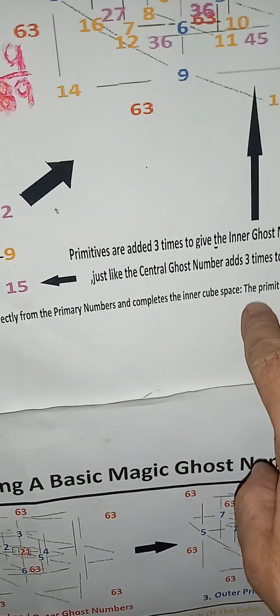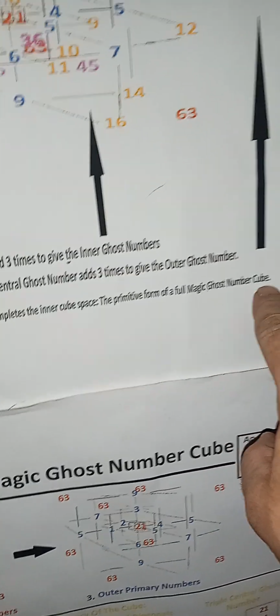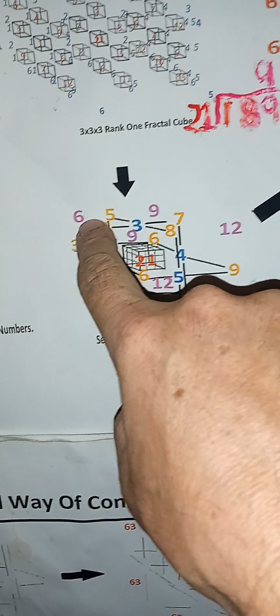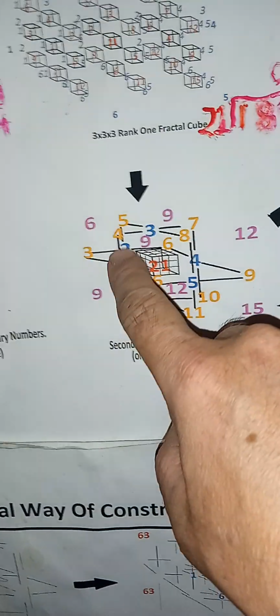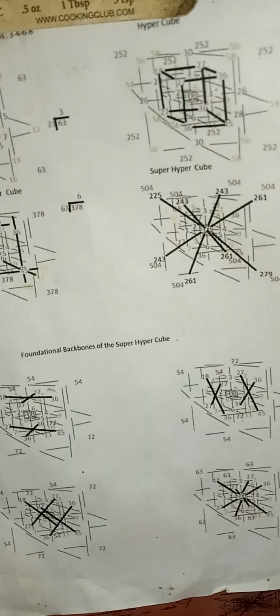You can place inner cube space. The primitive formed a full magic ghost number cube, which is right here. If you added 6 3 times, it's 18. That's why it's primitive. If you added 15 3 times, it's 45, and so on.